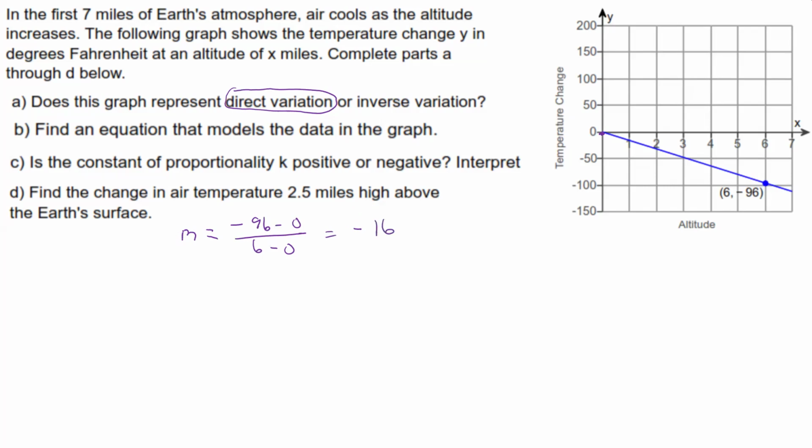Okay. So we know the equation of the line because it goes through (0, 0), so it's just going to be y equals minus 16 times x, and then plus 0 because the intercept is at 0. Okay, so that's our equation of the line.